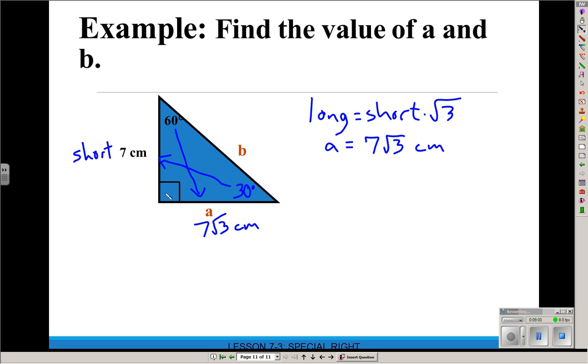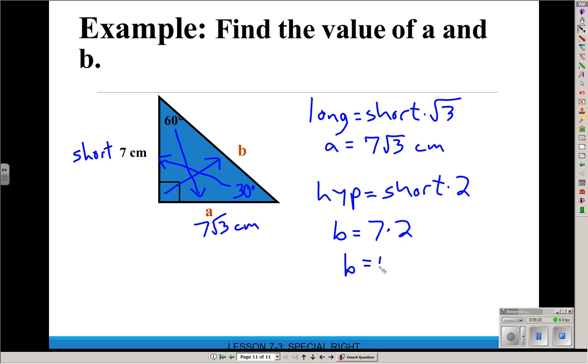B is across from the right angle. It's the hypotenuse. Use the formula. Hypotenuse equals short times 2. The hypotenuse is B. The short is 7 times 2. So B is 14 centimeters.